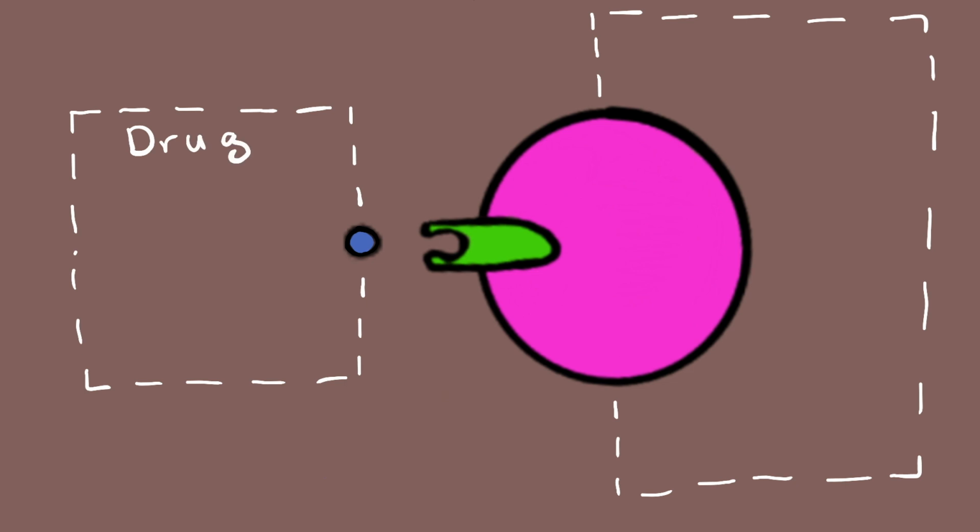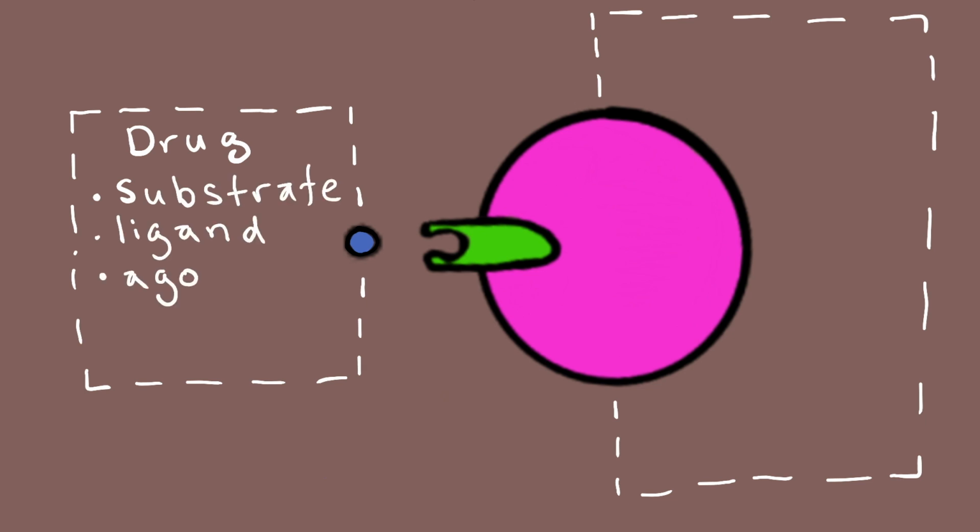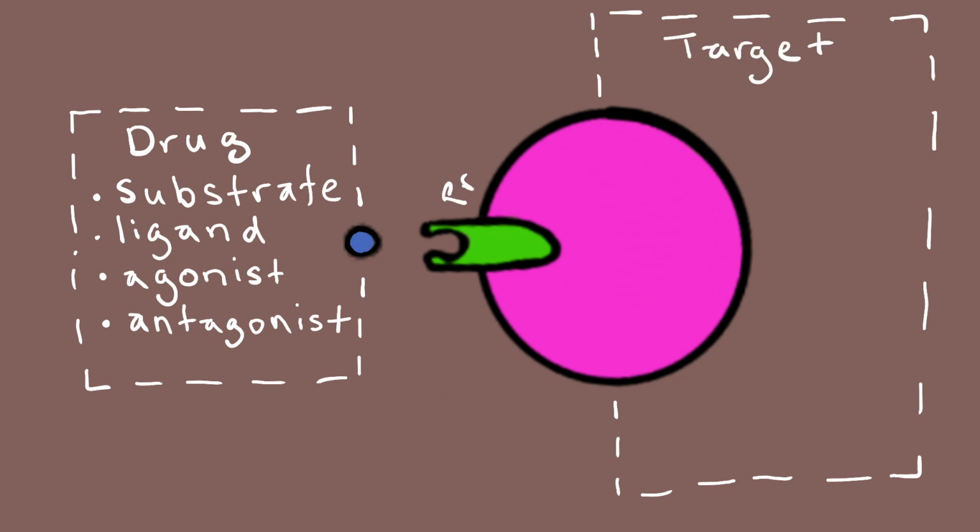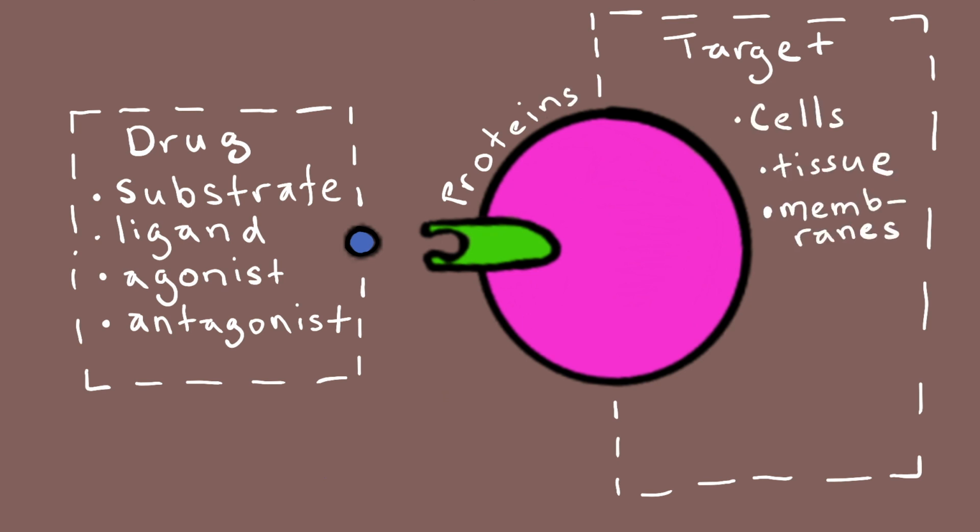Now, you may hear a few other names to describe a drug depending on the context. Words like substrate, ligand, agonist, and antagonist are a few of the more common references. But where is this drug going? Well, the drug's target is in most cases a protein that might be in or on a cell, a tissue, or a membrane. Ultimately, the drug's target is its receptor, hence the drug-receptor paradigm.